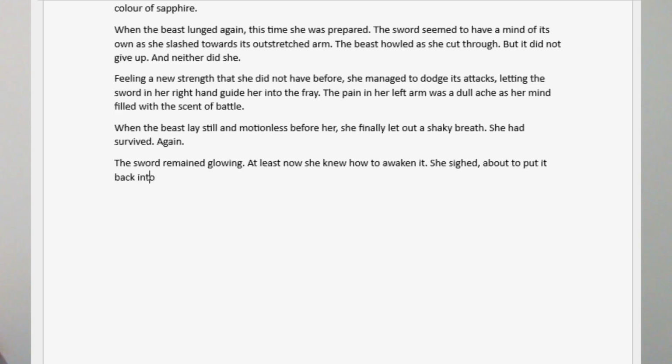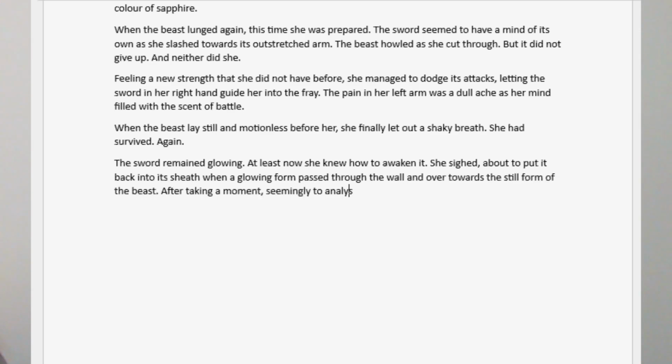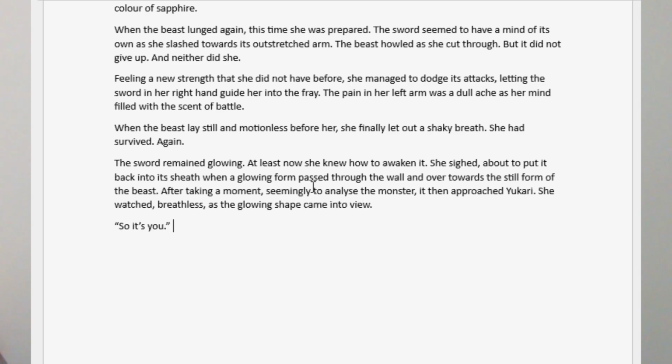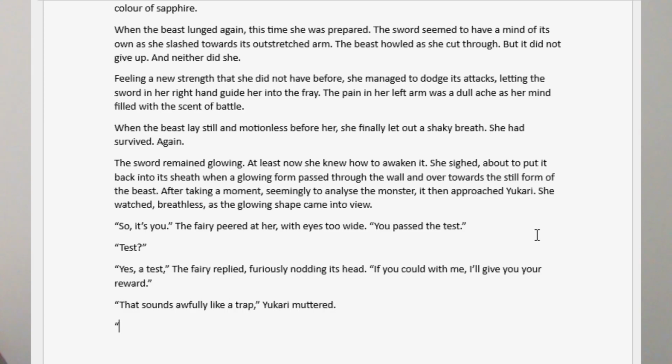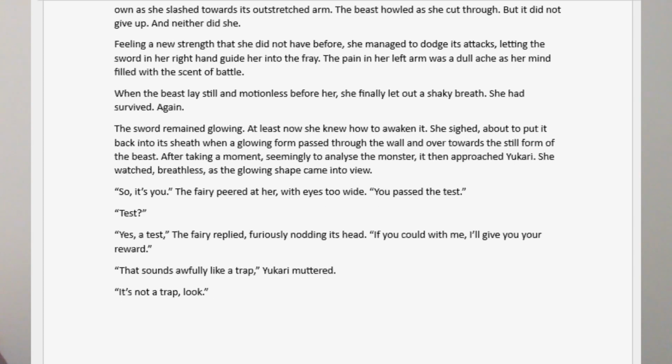She sighed, about to put it back into its sheath, when a glowing form passed through the wall and over towards the still form of the beast. After taking a moment, seemingly to analyze the monster, it then approached Yukari. She watched, breathless, as the glowing shape came into view. "So it's you." The fairy peered at her with eyes too wide. "You passed the test." "Test?" "Yes, a test," the fairy replied, furiously nodding its head. "If you come with me, I'll give you your reward." "That sounds awfully like a trap," Yukari muttered. "It's not a trap. Look."